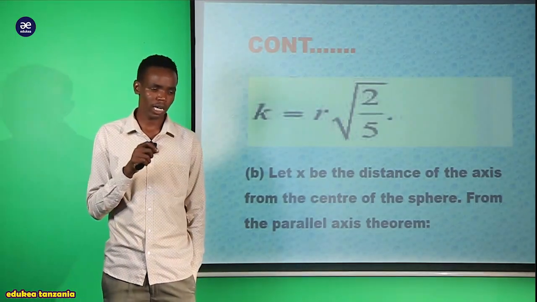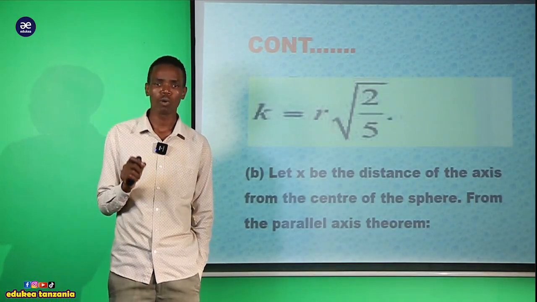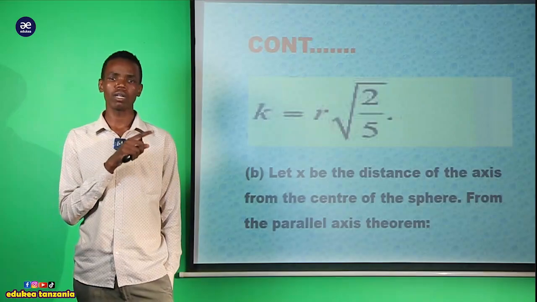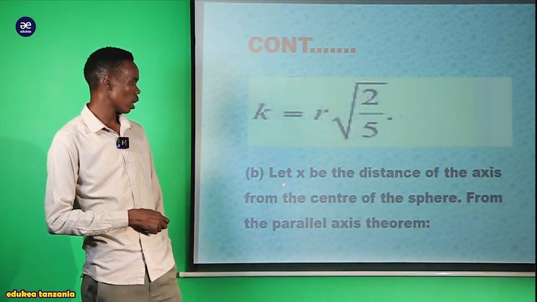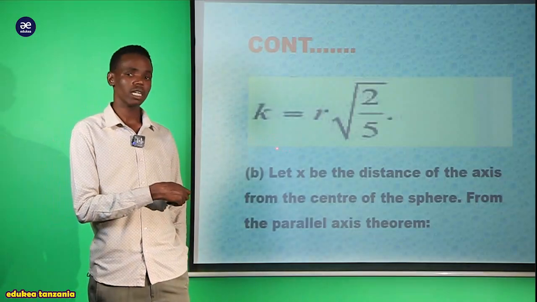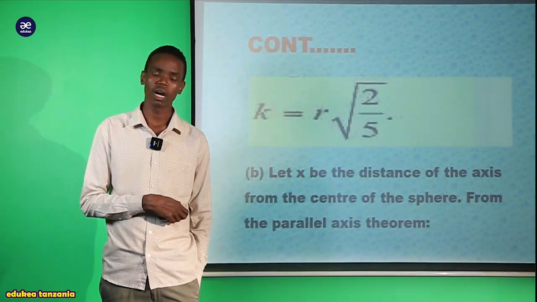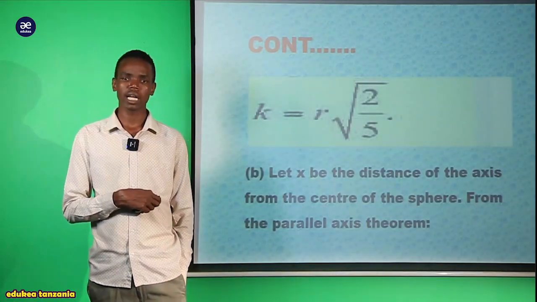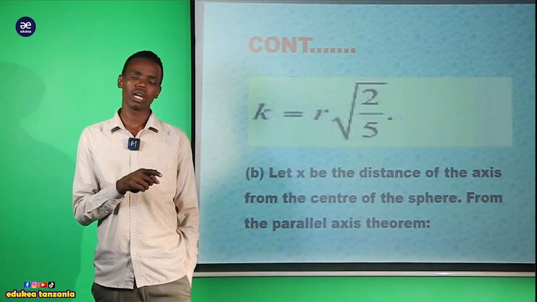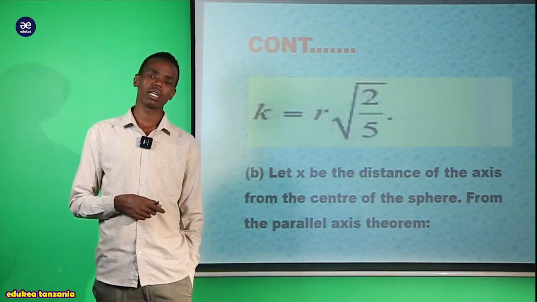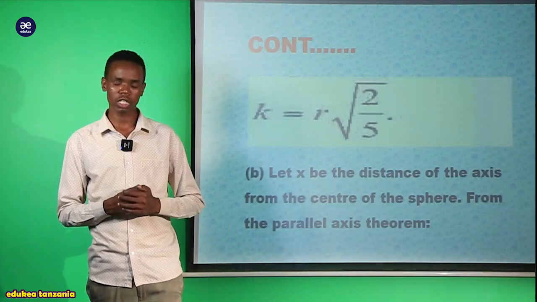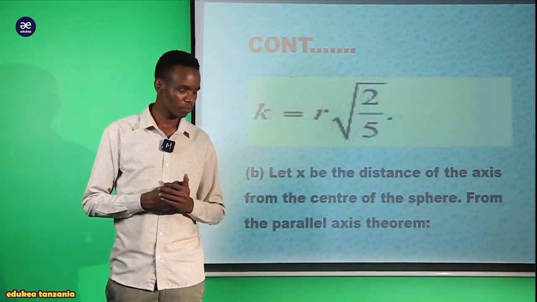But we want k, it means we want the radius of gyration. Now let us introduce the radical throughout. If we introduce the radical throughout, we obtain that the radius of gyration for the solid sphere must be equal to r times the radical of 2 divided by 5. So this is how you can demonstrate the radius of gyration for the solid sphere.